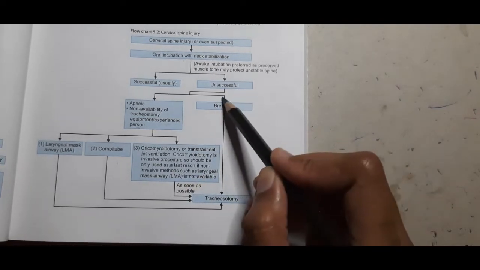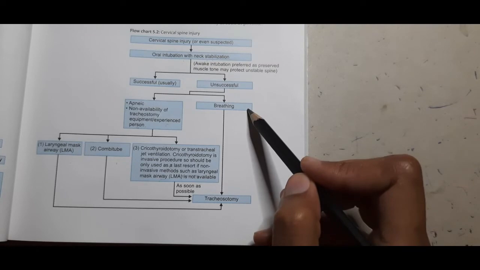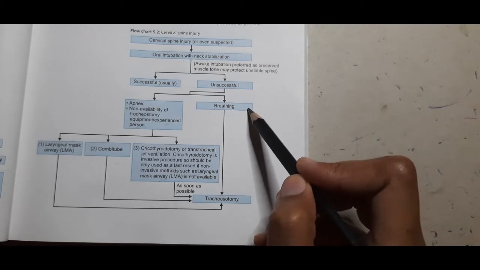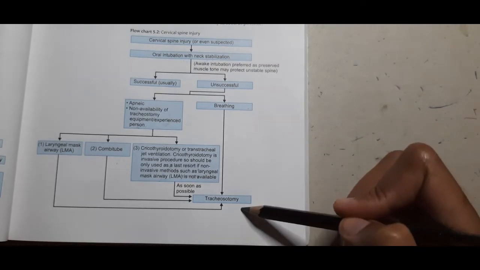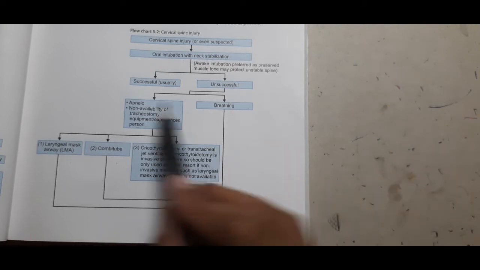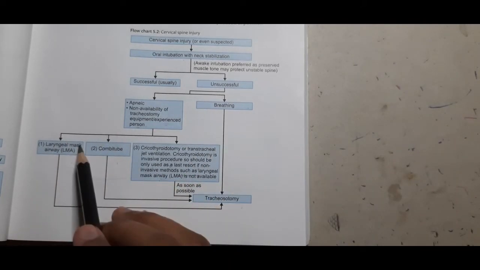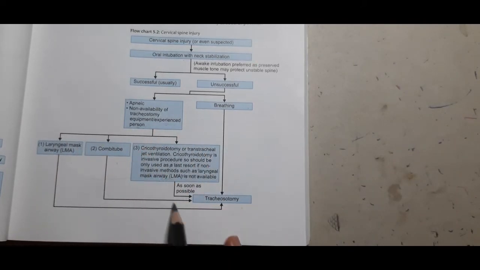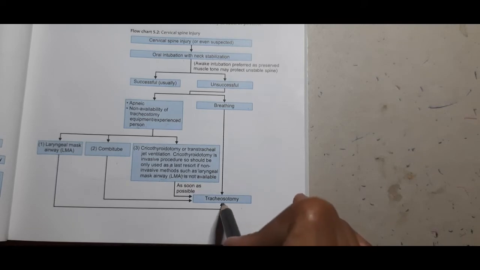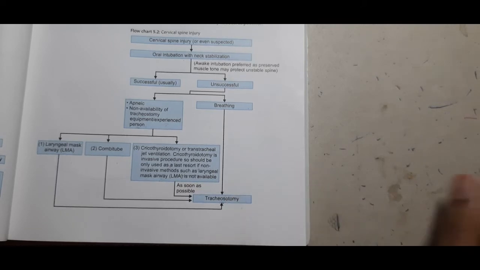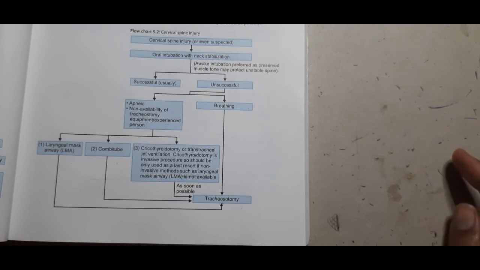If unsuccessful and breathing is not possible, then we'll go for tracheostomy. So if all these steps are not possible, then we'll go to tracheostomy as a last resort. So that ends difficult airway management.